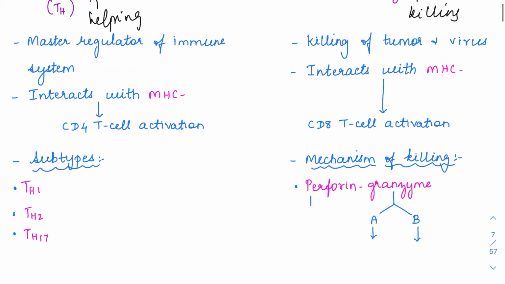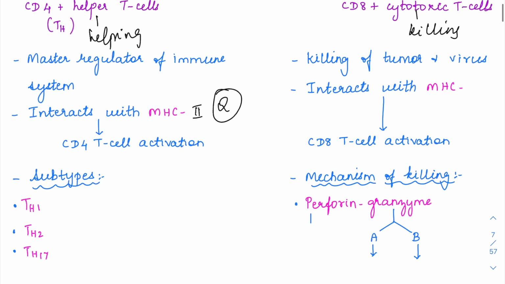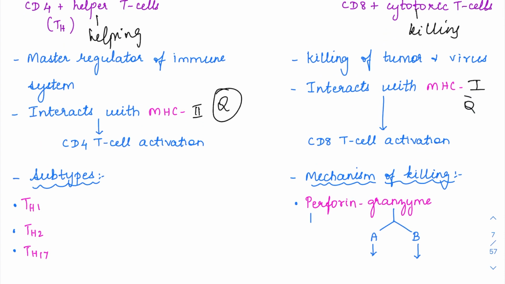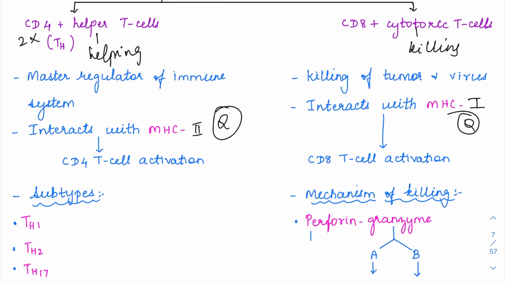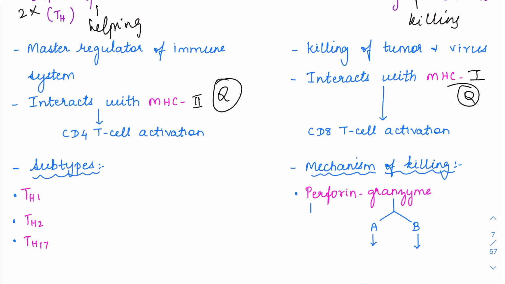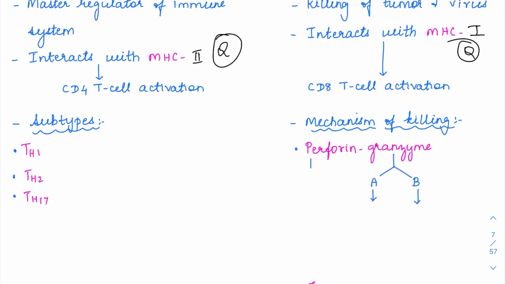So firstly, it is going to interact with MHC2. Very, very important. CD4 T cells will interact only with MHC2, while CD8 positive T cells, cytotoxic T cells, will interact with MHC1. So remember, 2 fours are 8, so CD4 is going to be MHC2. MHC2 is going to be present on antigen presenting cells. That is why it is going to interact with the T cell receptor, that interaction which we are speaking about now. That reaction will happen when MHC2 is present on the antigen presenting cells. So that will result in CD4 T cell activation.